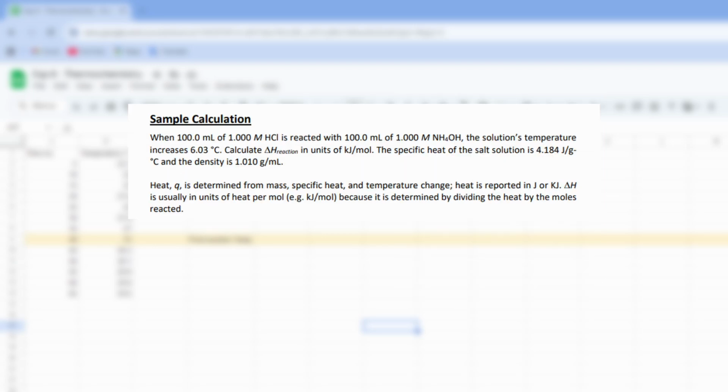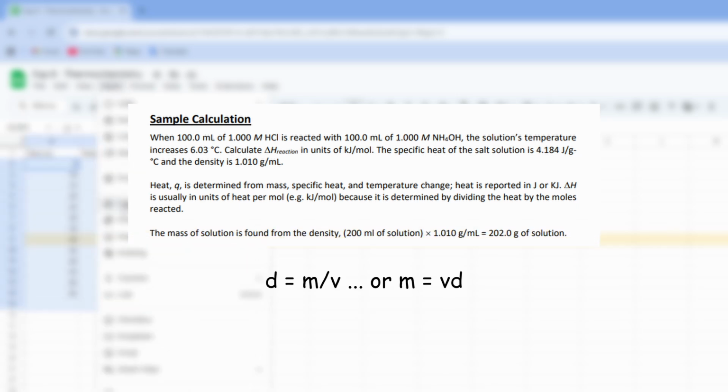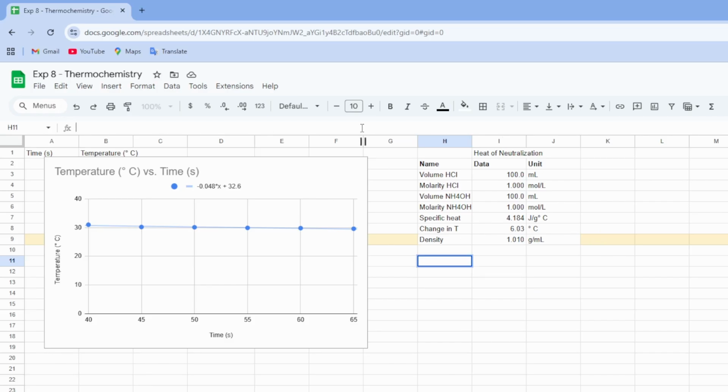So we have volume, density, but not mass. Thankfully, we know that density is equal to mass divided by volume. So if we rearrange this equation, we get mass equals density times volume. First, we are finding the mass of the total solution, so we need to use the volume of the total solution. Remembering our addition-subtraction sig fig rules, we get 200.0 milliliters.